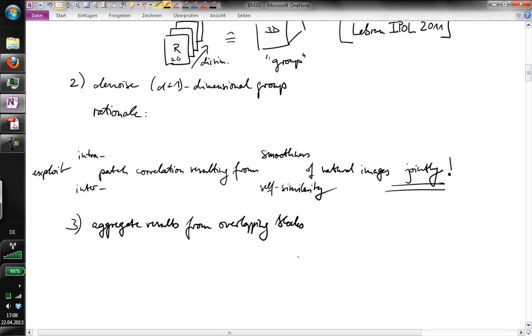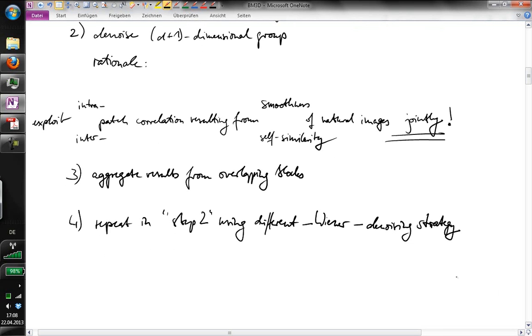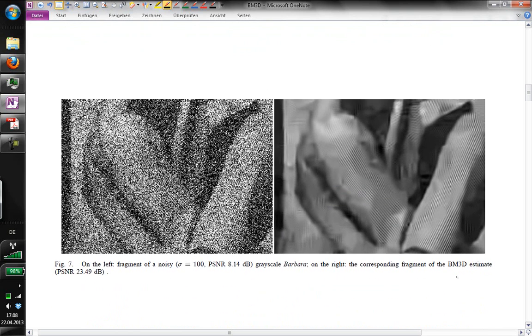And once you've done all of this, this was just step one, then you repeat this in step two using a different, namely a Wiener denoising strategy. And I promise to explain what Wiener is in a week or two. Okay, if you do that, it's the kind of result that you get.